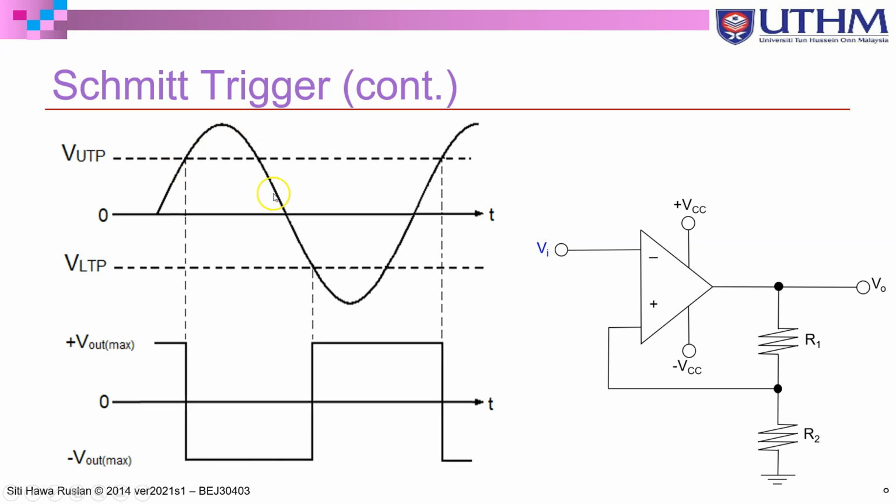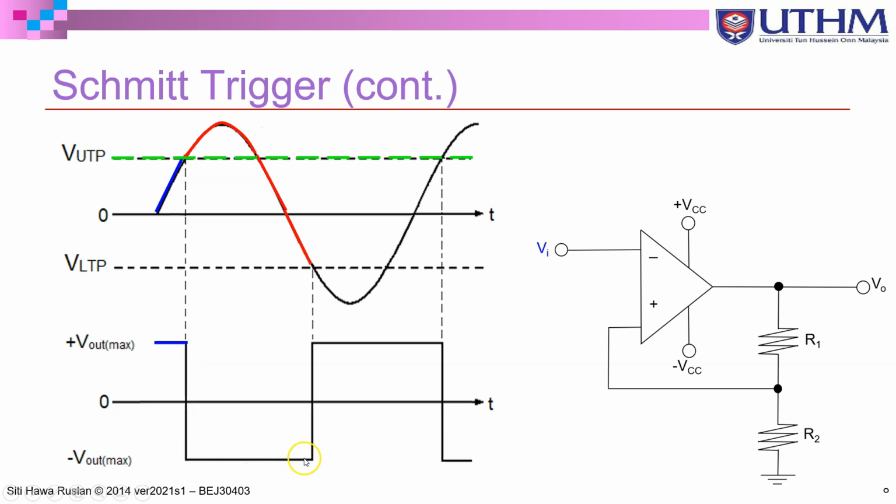You have a sinusoidal waveform, which is your input coming into the negative terminal, and this input is being compared with the upper threshold point when V out is plus VCC or plus V out max. As long as your V in is less than upper threshold point, which is coming into the positive terminal, your output will stay at positive. Once your input is greater, your output will go to a negative value.